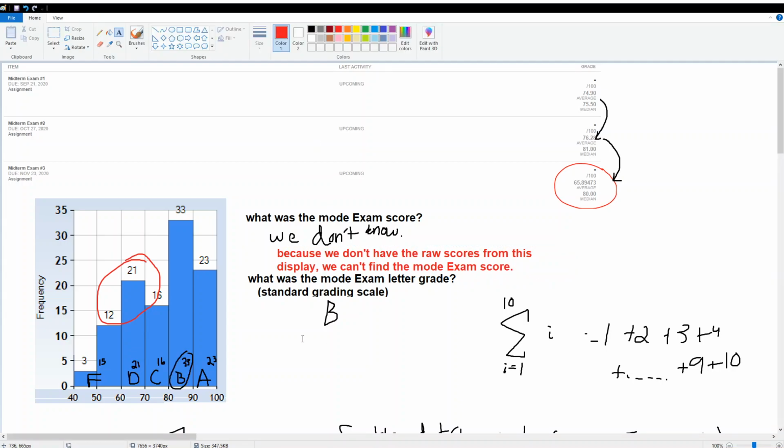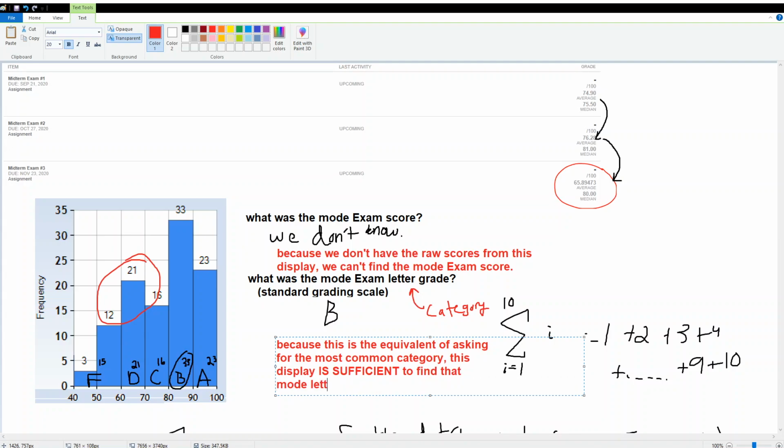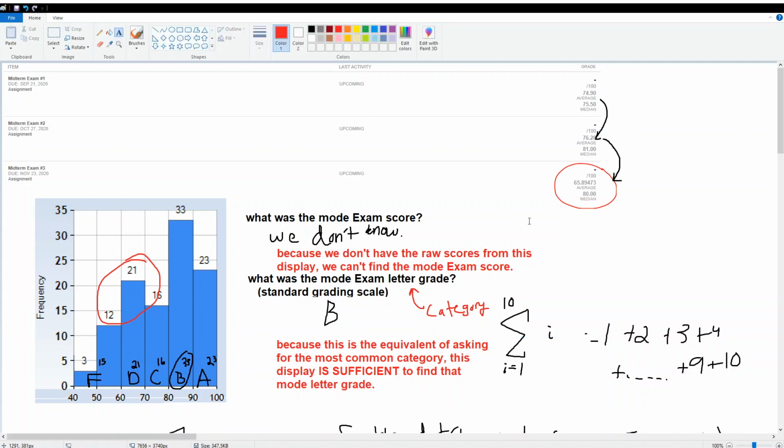However, with the secondary one, a letter grade is a category. And so, because this is the equivalent of asking for the most common category, this display is sufficient to find that mode letter grade. And the median is much the same way. With the median, here we're told it's an 80, but if I showed you this alone and I asked you what's the median, you're squat out of luck. You don't know what the median is.